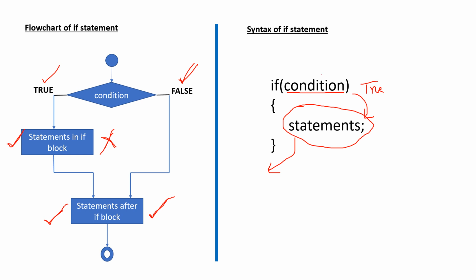But if the condition becomes false, then the statements in the if block are not executed, but the statements after the if block are executed. Why? Because the control goes after the if block. If the condition becomes false, then these statements in the if block are not executed, but the control goes to execute the remaining statements after the if block. If there are any remaining statements after the if block, then they are executed. This is how an if statement works.